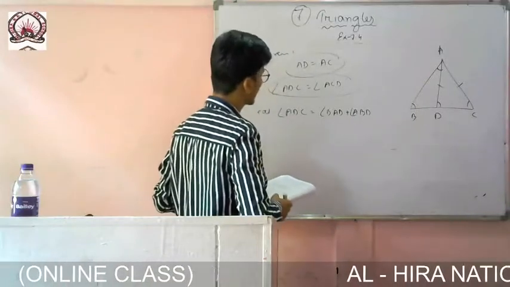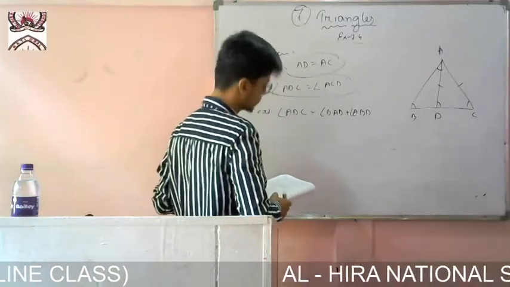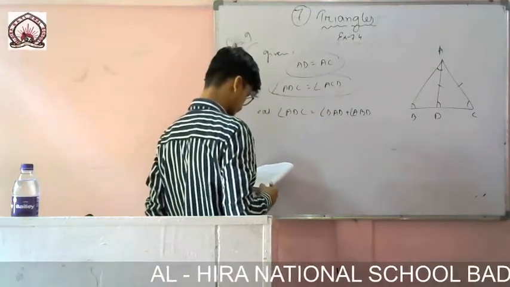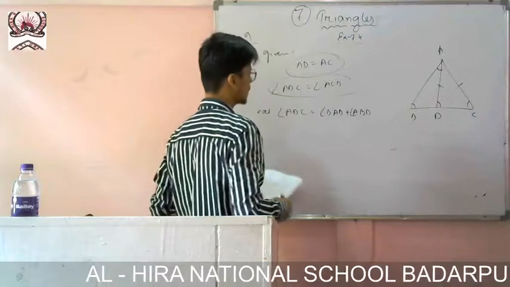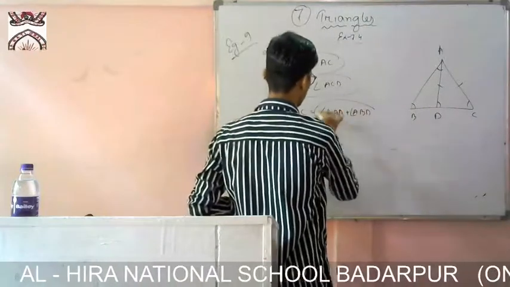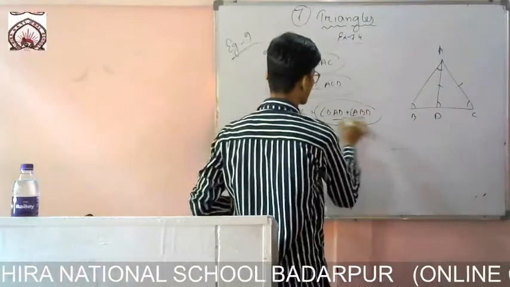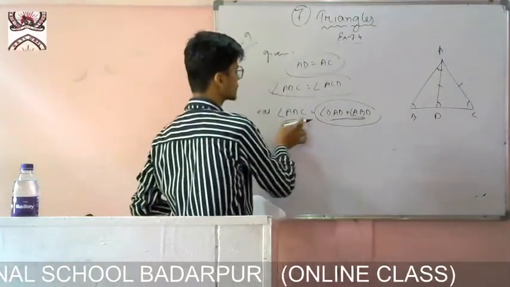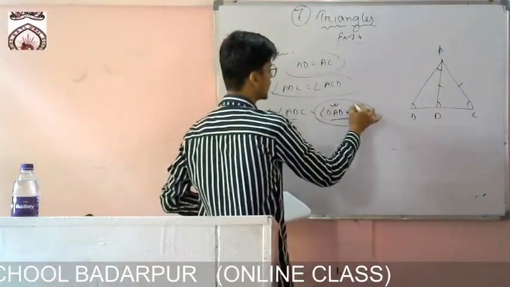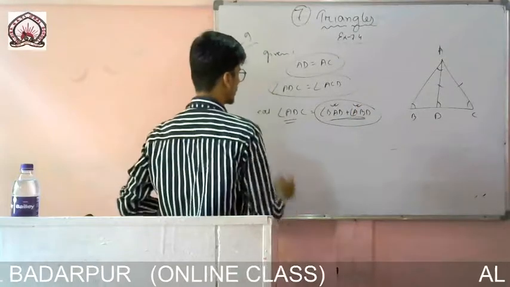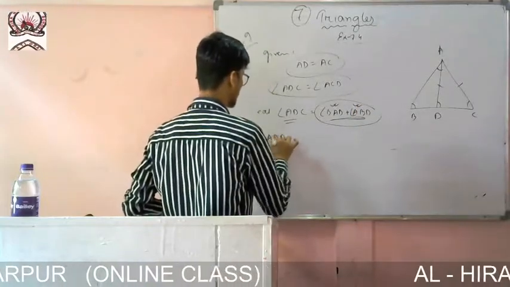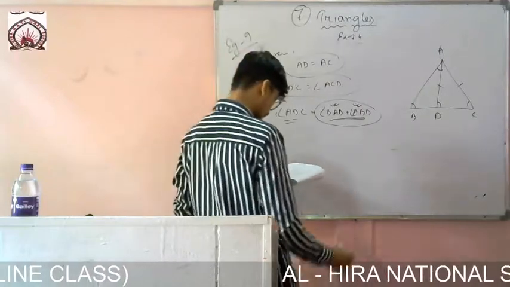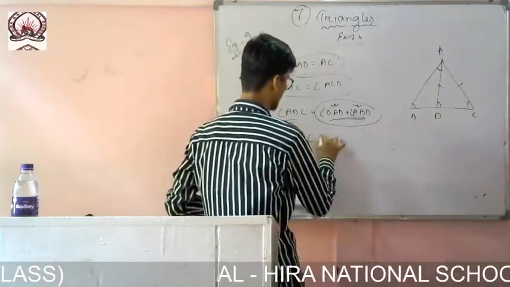So ADC is greater than ABD. You see here, ADC is equal to the sum of these two angles. That means normally ADC is greater than this angle also. ADC is greater than that angle also. So I can write angle ADC is greater than angle ABD. You see in your book, from there it is given.